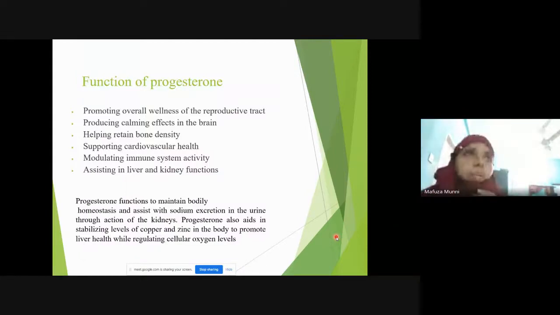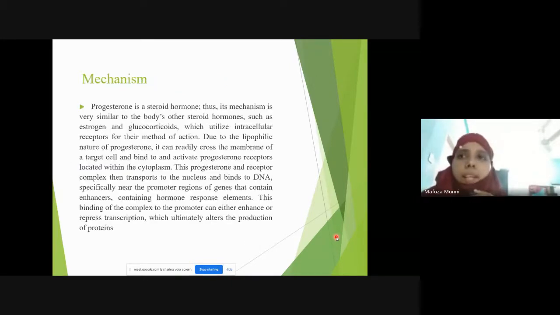Now we are coming to where progesterone is produced. The majority of progesterone is produced by the adrenal gland.